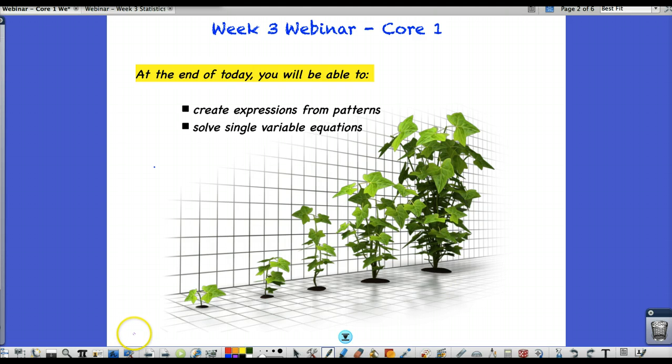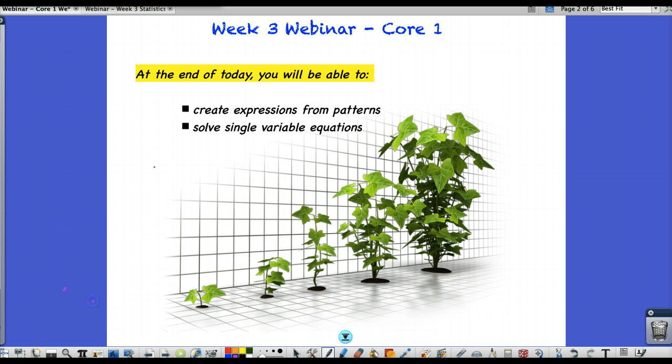So at the end of today, guys, you will be able to create some expressions from patterns. And you'll notice that in this week's lessons, you've got a lot of patterns. You've got patterns in tables. You've still got some patterns in shapes. And you're going to solve single variable equations. So now we're moving to solving. Last week we did combining and simplifying expressions, and this week we will be solving actual equations. All right.